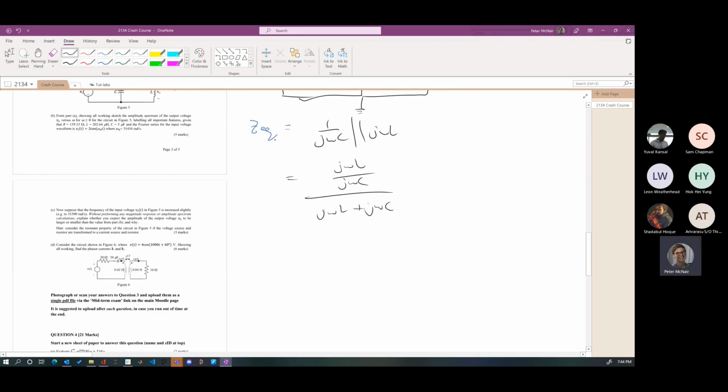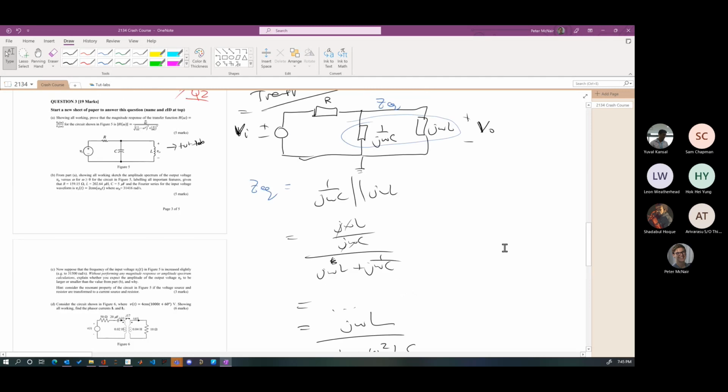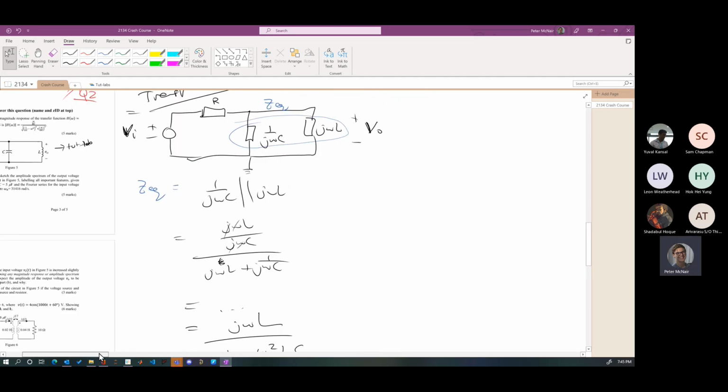Which should simplify through if we multiply through, like get a common denominator. Sorry, this is 1 on J omega C. And this, after a few steps, becomes our J omega L on 1 minus omega squared LC. That's our Z equivalent.